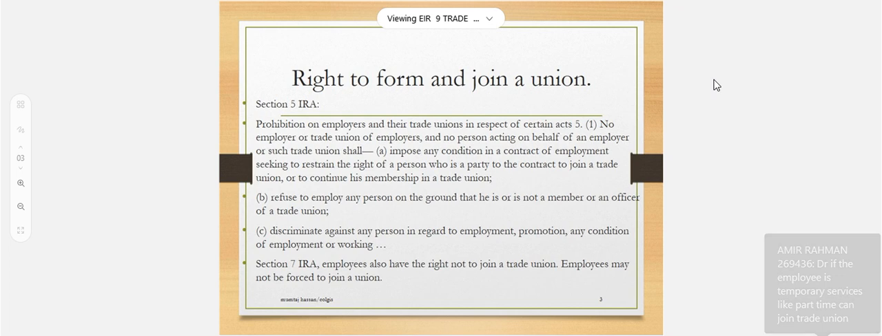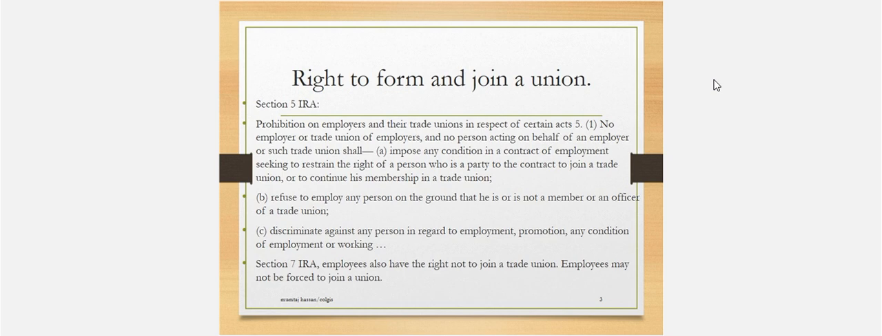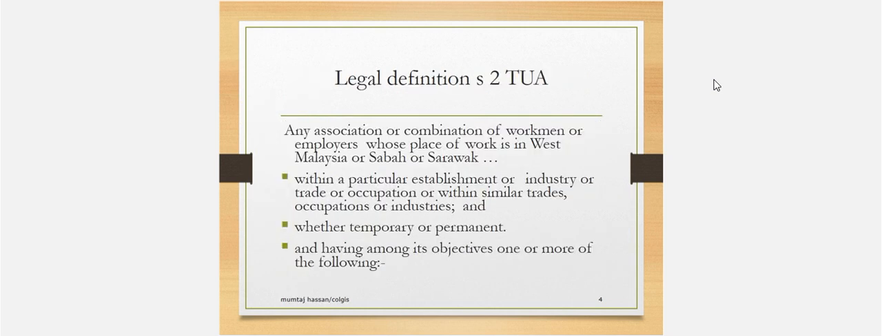Okay, if he's under temporary employment, and there's any trade union in the company, he can join. It doesn't matter. He can be a member in the trade union in the particular company. Okay, I think that is here.